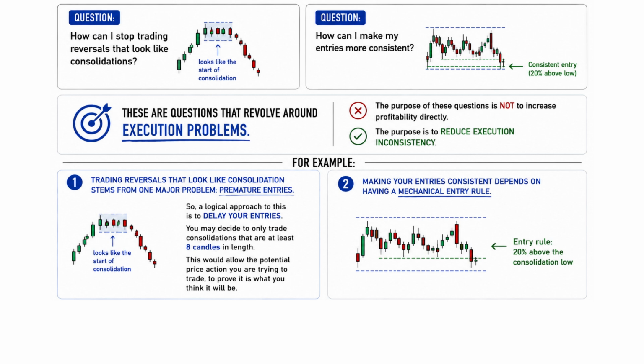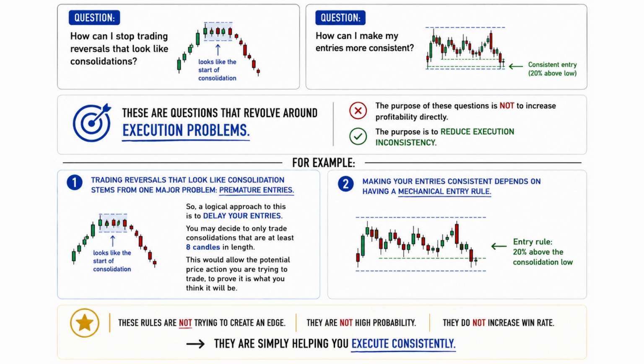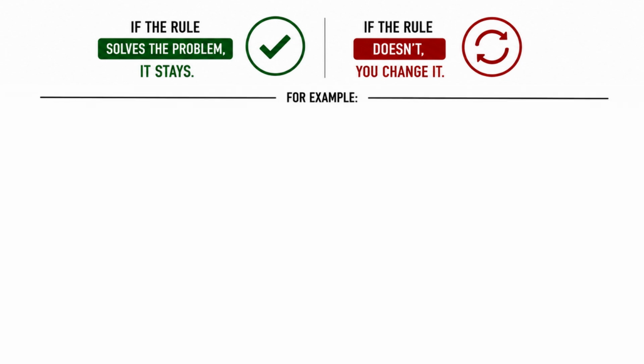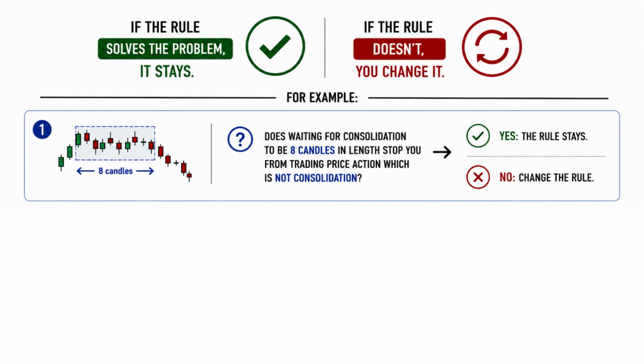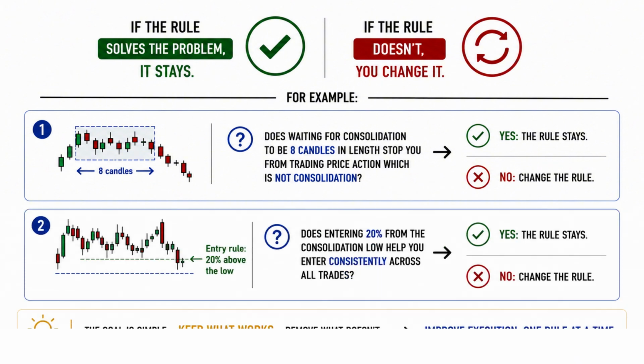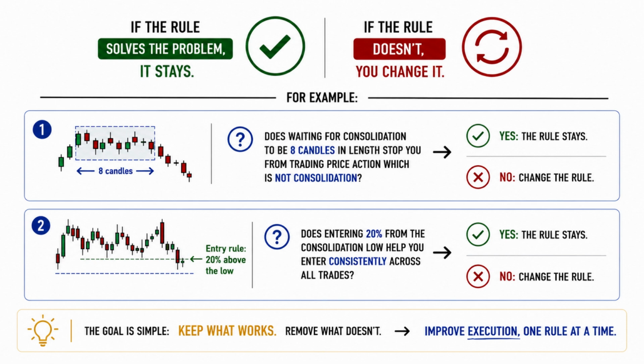These rules are not trying to create an edge, they are not high probability, they do not increase win rate. They are simply helping you execute consistently. If the rule solves the problem, it stays. If the rule doesn't, you change it. For example, does waiting for consolidation to be 8 candles in length stop you from trading price action which is not consolidation? If the answer is yes, then the rule stays. Does entering 20% from the consolidation low help you enter consistently across all trades? If the answer is yes, then the rule stays.